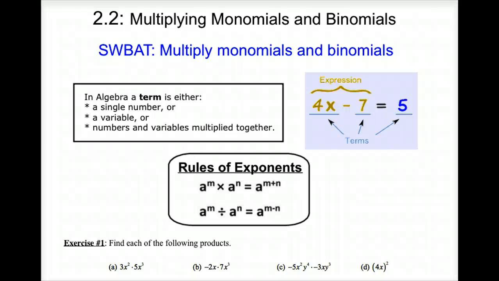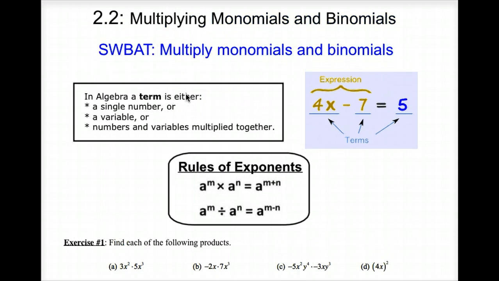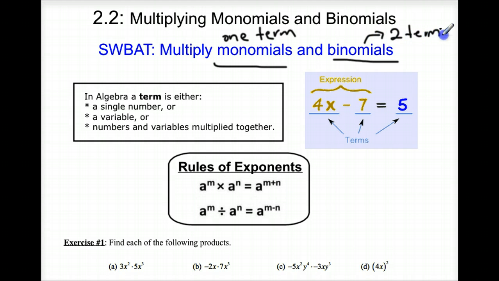Unit 2.2, Multiplying Monomials and Binomials. Students will be able to multiply monomials and binomials. Monomials mean it's one term, binomial means two terms. So let's make a note of that. Monomial means one term, binomial means two terms. Now, what is a term?